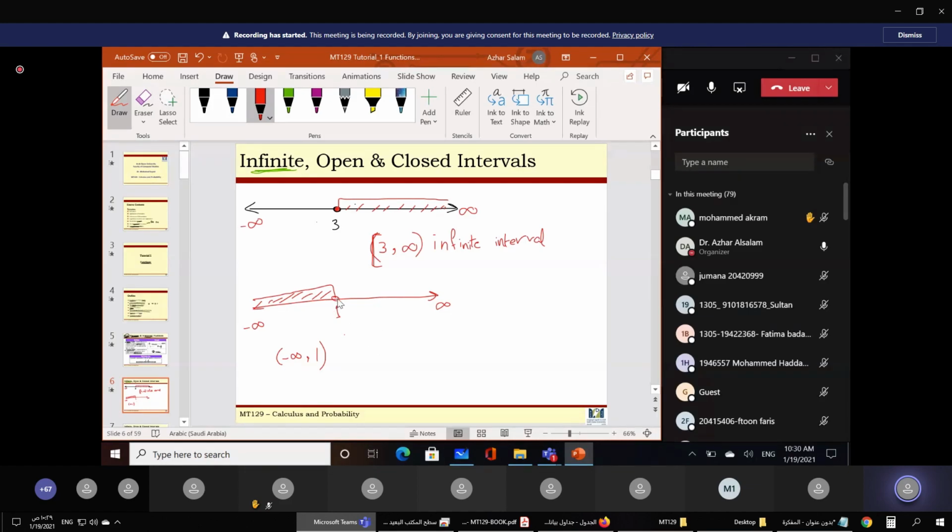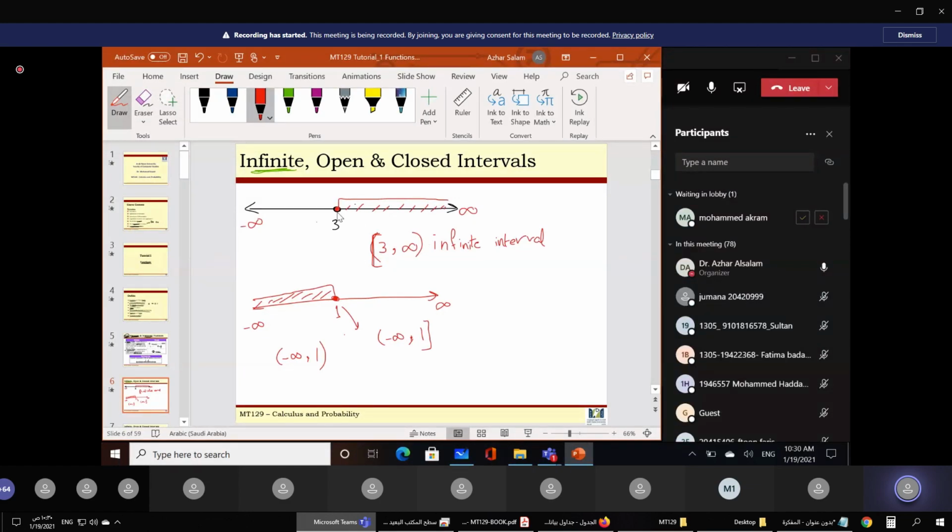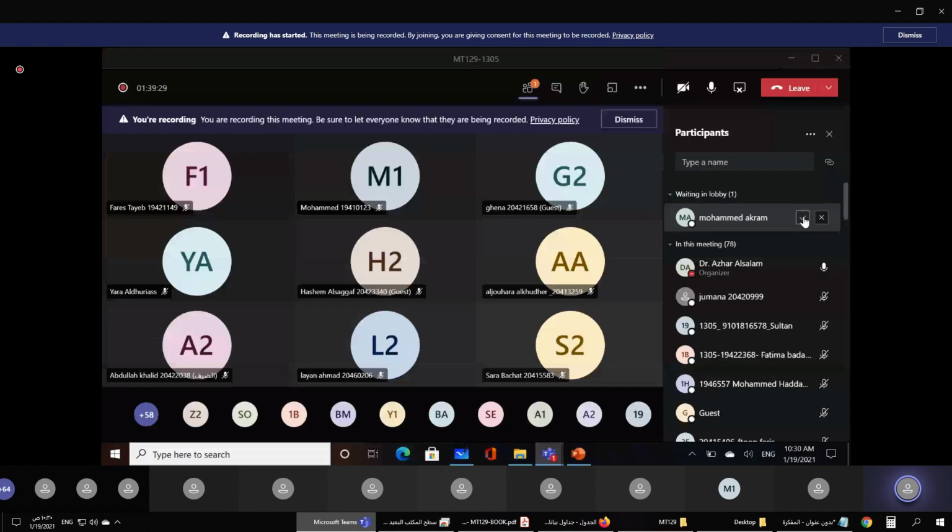Or of course, if it's closed like that, it will be the same from minus infinity until 1. And it will be closed like that. Okay? This is also an infinite interval, but it's from minus infinity. This is until infinity. We always begin from left to right when we write the interval. Okay?